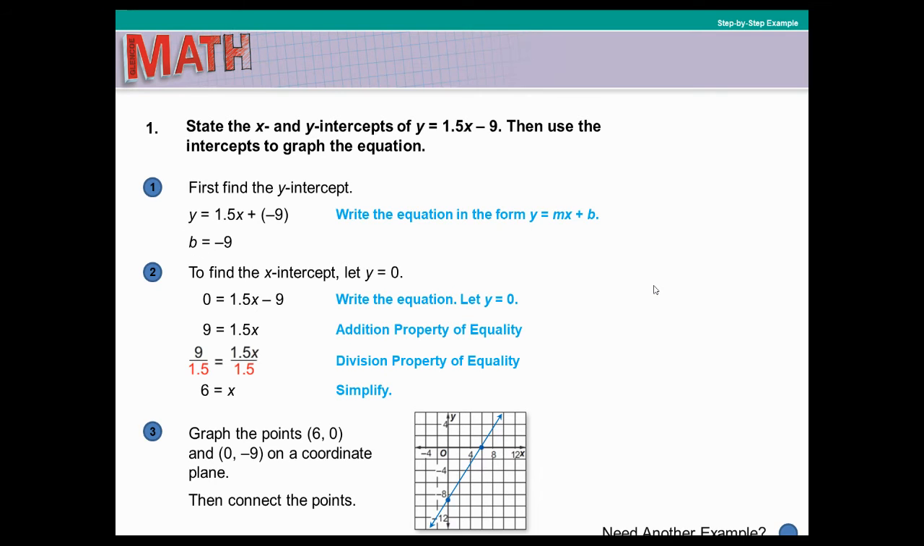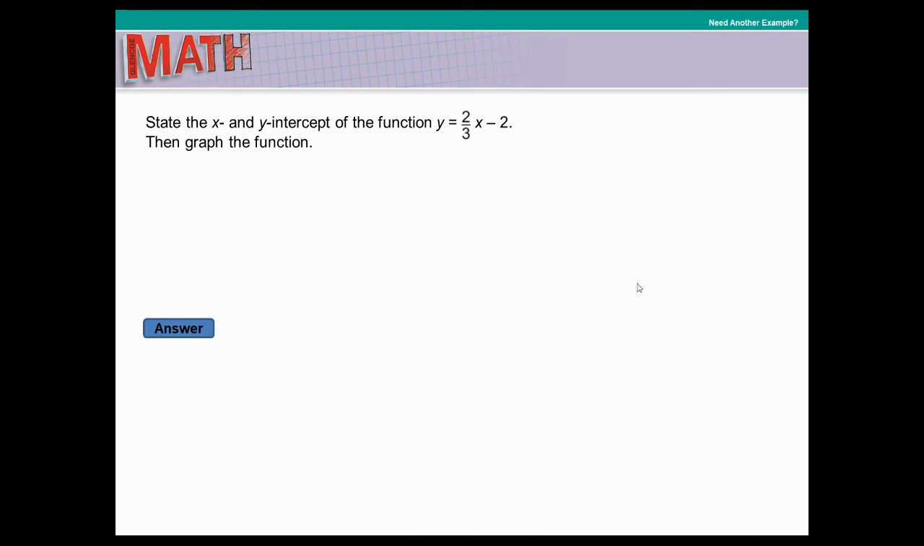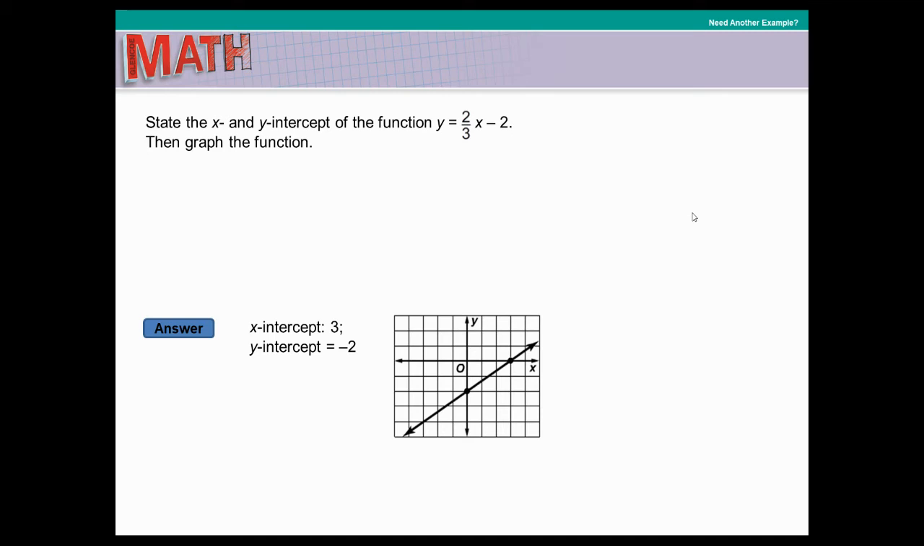And it says need another example. We're going to go ahead and give you the opportunity to do another example. So there's your example. Find the x and y intercepts and graph it. Again, I'm going to go ahead, you pause, do the work, and that's what it should look like. Welcome back. That's what it should look like.